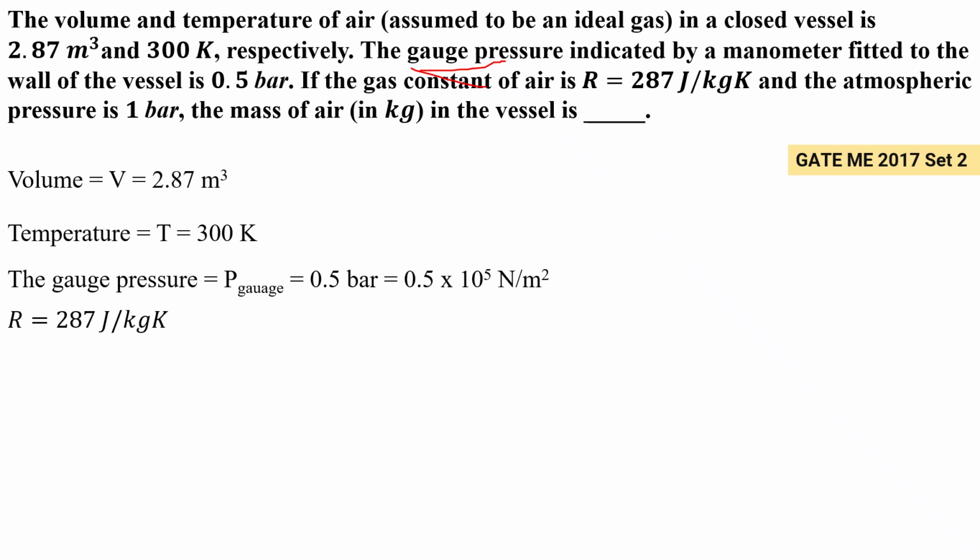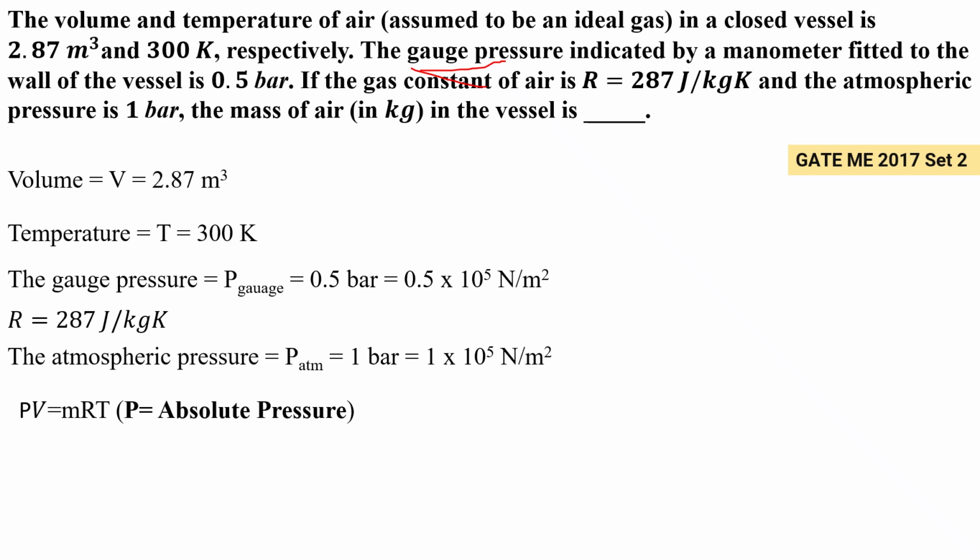And the gas constant R is given as 287 joule per kg Kelvin, and the atmospheric pressure is also given, which is 1 bar. So 1 bar equals 1 into 10 to the power of 5 Newton per meter square. So now I have to determine the mass of the air. We know the ideal gas relation is PV equal to mRT, but this equation is valid only when P is the absolute pressure.